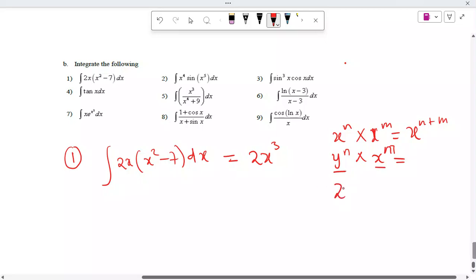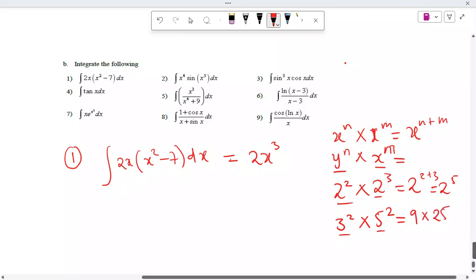So what I mean is 2 to the power 2 multiplied by 2 to the power 3. This is the same as 2. You just add the power since the base is the same. So it will be 2 plus 3, meaning 2 to the power 5. But you can't add if you have 3 to the power 2 multiplied by, let's say, 5 to the power 2. You can't, the base is different. So this is totally different. You can't add the powers. You calculate individually. So it would be 3 times 3, 9, multiplied by 5 times 5, 25. This is how you calculate.